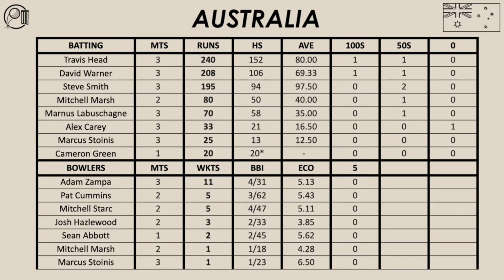So let's talk about the batting and let's talk about how the batters went about things in this series. Let's have a look at the batting stats. Leading run scorer was Travis Head with 240 runs, Warner 208, Smith 195, Mitchell Marsh 80, Labuschagne 70, Carey 33, Stoinis 25, and Green 20. That's how the Australian batters went about things in this series against England.